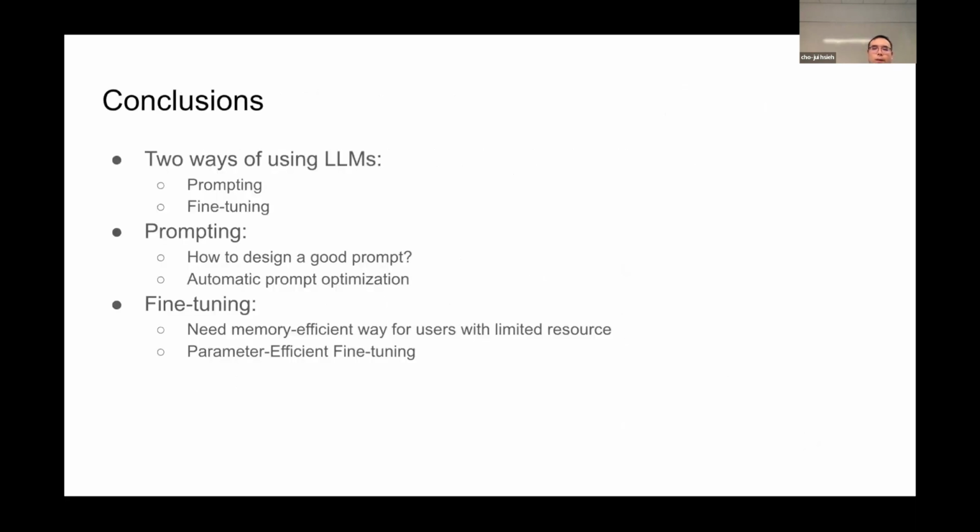Okay, so in conclusion, today we talked about large language models, how to do prompting to use a large language model as a black box, and how to do fine tuning in a memory efficient way. Especially if you don't have access to hundreds of GPUs, then you should probably consider some of this if you want to fine tune the model. Thank you very much, and I'm happy to answer any questions.